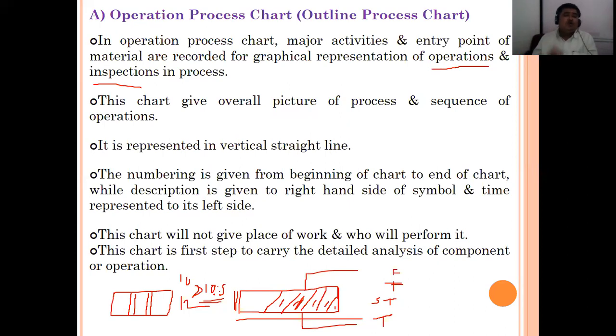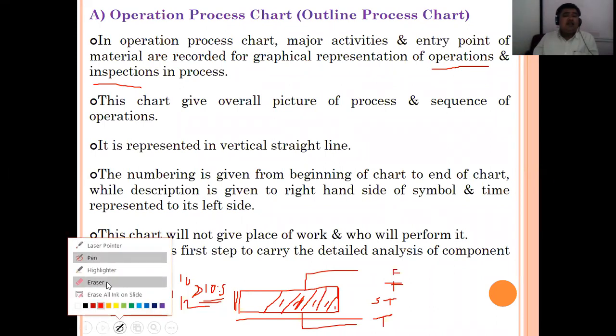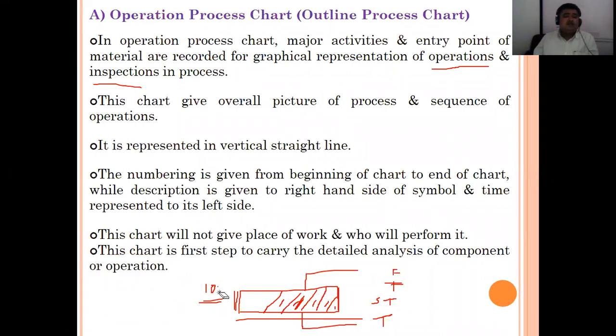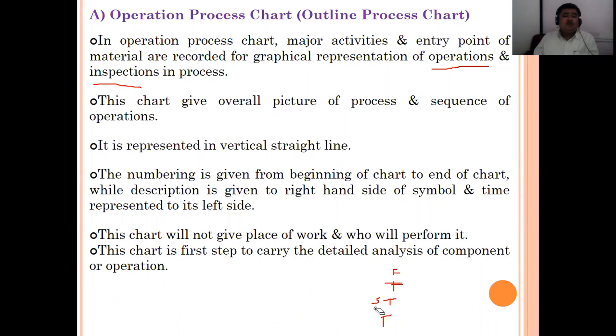Before that, we should know which operations we require to carry out, and in which sequence they should be carried out. Then and only then can we go for this operation process chart. Because if the sequence of operations is changed, it may create difficulties. Some operations we require to carry out at the earliest, some at the last. So that particular knowledge we must have in the operation procedure.